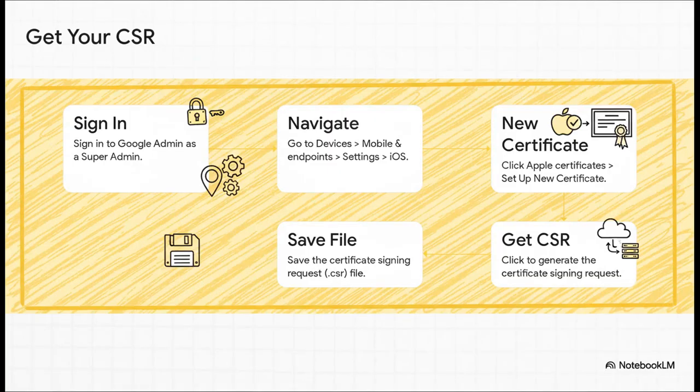Okay, so once you're logged into the Admin Console, you're going to follow this path. First, click on Devices, then Mobile and Endpoints, then Settings, and finally, iOS. Once you're in there, you should see a section for Apple certificates. Go ahead and click Set up new certificate, and right after that, click Get CSR. This will trigger a download of a .csr file to your computer. Just save it somewhere easy to find, because we're going to need it right away.